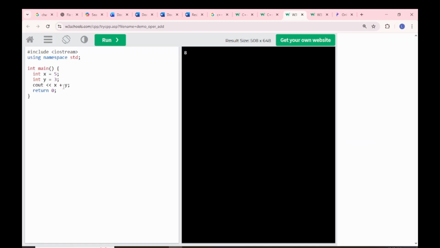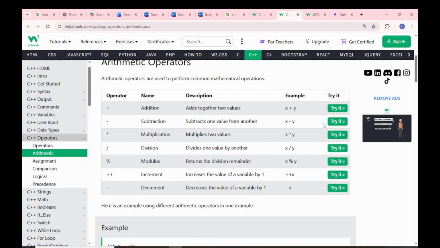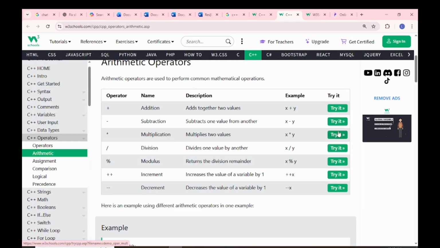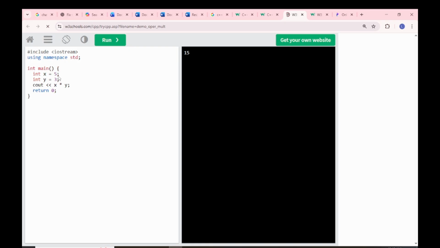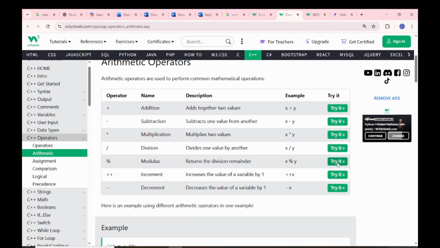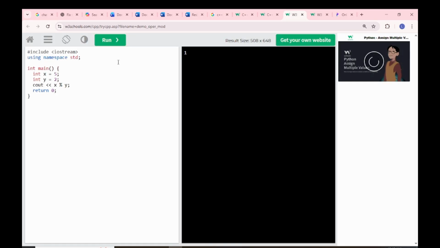x equals 5, y equals 3, cout x plus y, return 0. So we know what we'll get. All of them would be like this, I hope. x is 5, y is 3, minus, and then division. Okay, so let's just try them. 5, 3, 15. So division will be the same. Let's see the modulus operator. 5, 2. Okay, 1 would be the remainder, right?